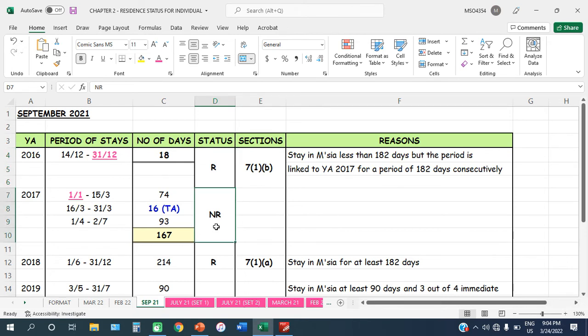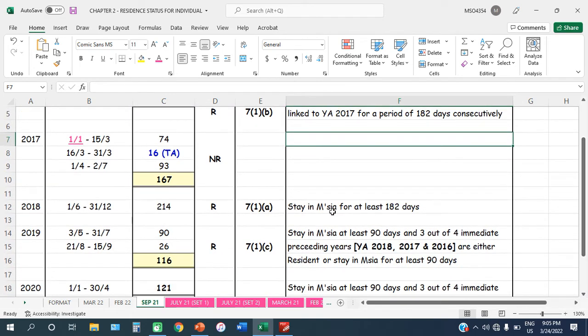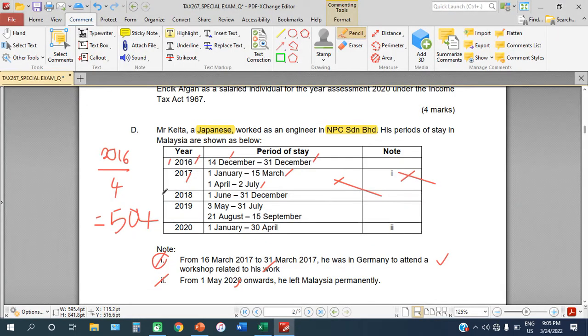The status is non-resident. Okay, for non-resident, no need to give section. No need to give reason. Alright? Okay, done 2017. Okay, let's prepare 2018 guys.